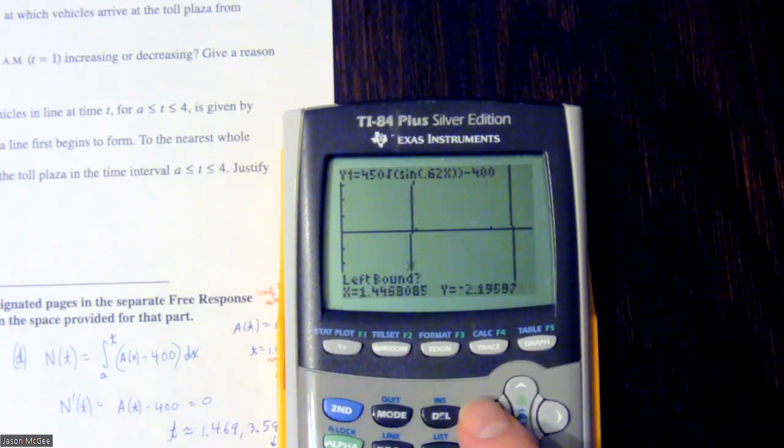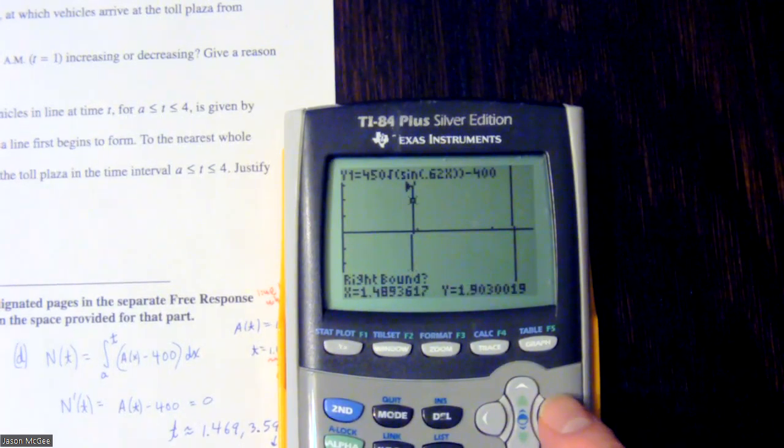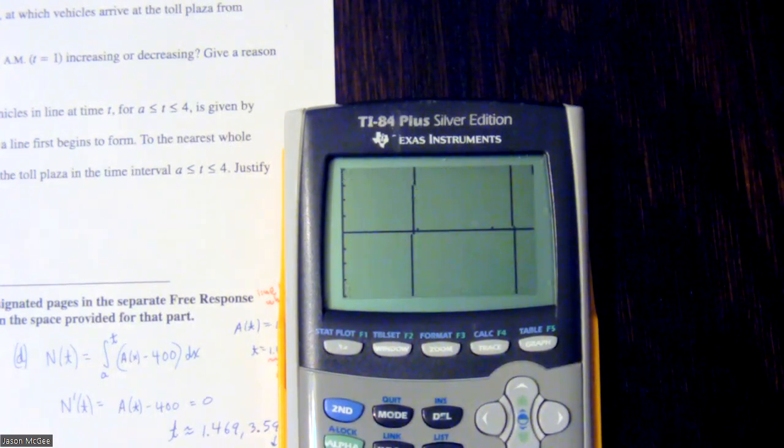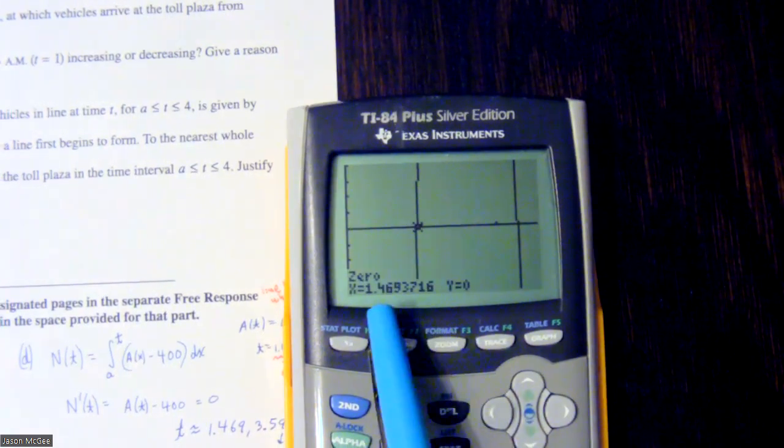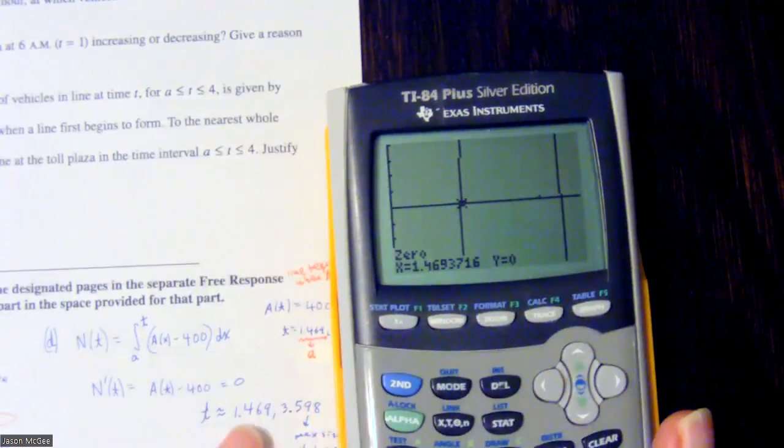So when it says left bound question mark, I have to go to the left of that 0. So go below the x-axis, hit enter. Then right bound question mark, hit the right arrow, go above the x-axis to the right of that 0, hit enter. And then for the guess, I just hit enter again. I get this 1.469 number.